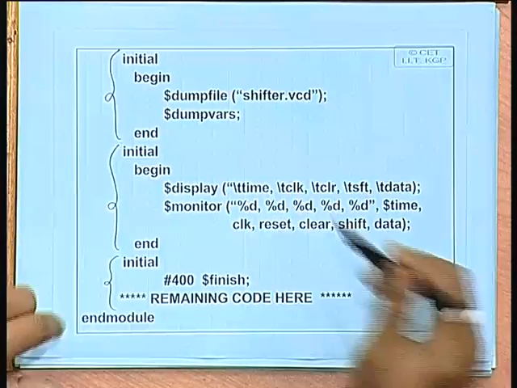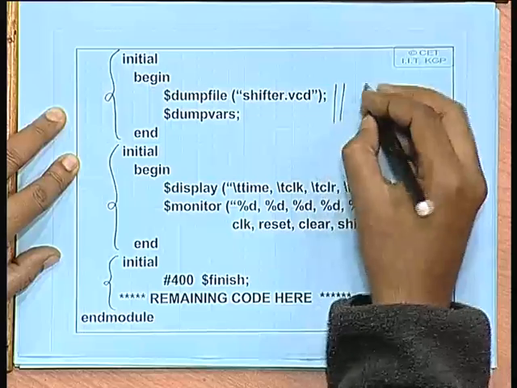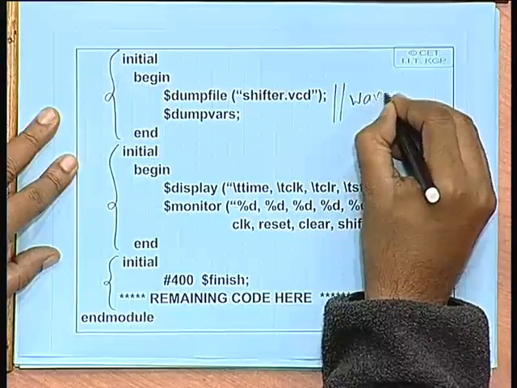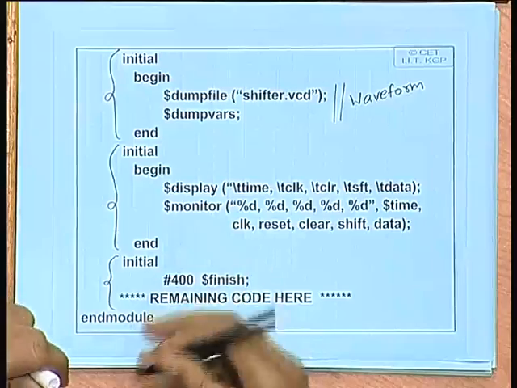So dump file is for dumping the waveform. These two statements are only for waveform analysis. Which signals will be dumped? All the signals that are defined, because in the waveform viewer you can specify which signal you want to see and which you won't. So, your file should contain information about all the signals. Okay.